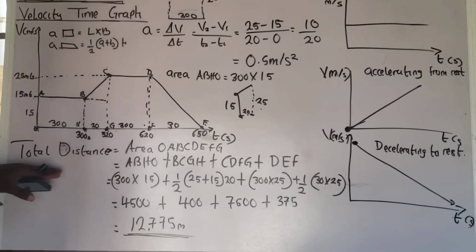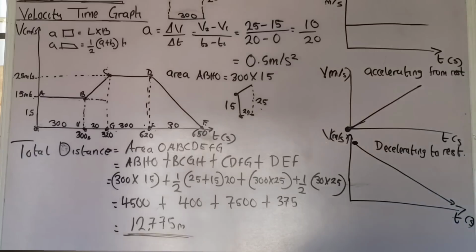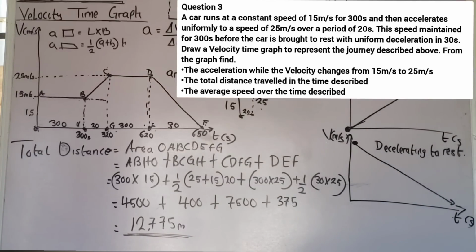You understand? The total distance here is this. Do you understand? Okay. Now, let's proceed to the next question. The next question says we should calculate the average speed over the time described. Don't forget that this is what? Distance all over time. You understand? And we have known the total distance as what? 12,775 meter. And the total time taken will be what?